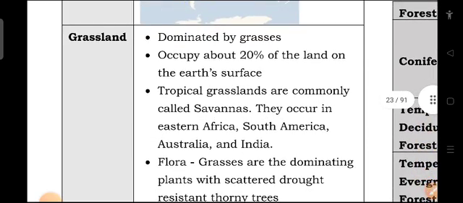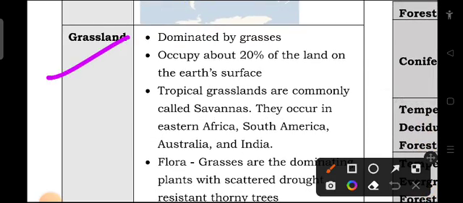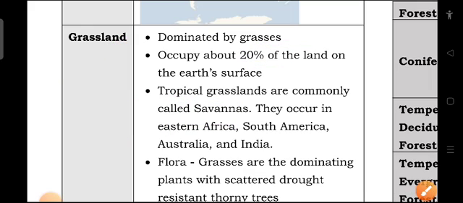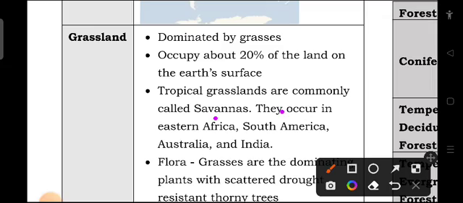Then it's about the grassland biome. Of course, grassland will have grasses at most. It will occupy somewhere around 20% of the land on Earth's surface. Among the land area, 20% is grassland. Tropical grasslands are commonly called savannas. Important: tropical grassland is also known as savanna. They occur in Eastern Africa, South America, Australia and India.